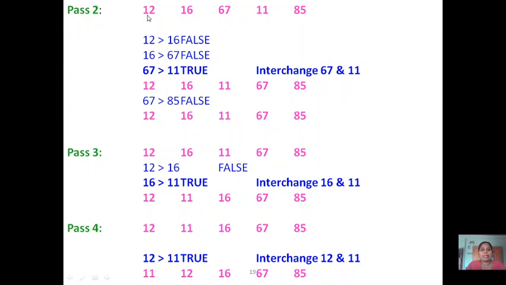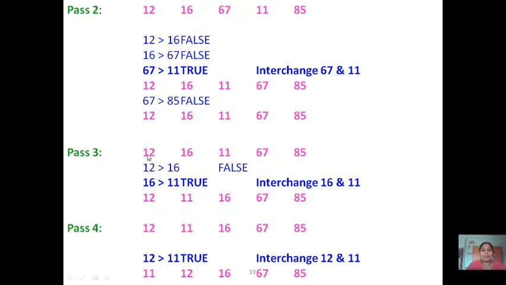In the second pass, again we will start from 12 and 16. No need to exchange. 16 and 67, no need to exchange. 67 and 11, we have to swap these two elements. So here is the list. Now we are going to compare 67 and 85, no need to swap. Now two elements are in the proper order in pass 2.